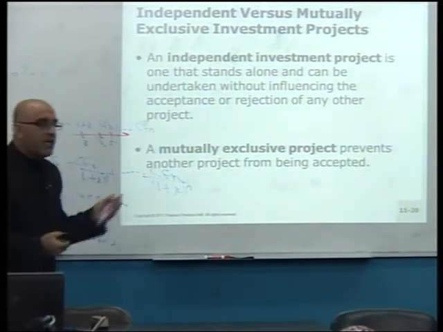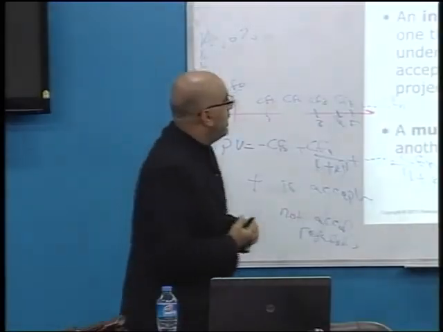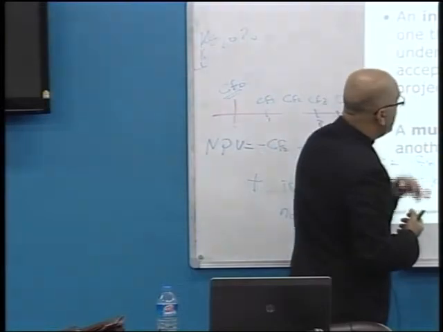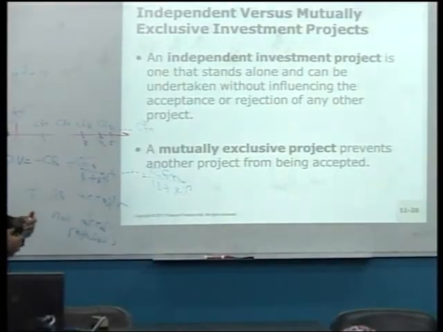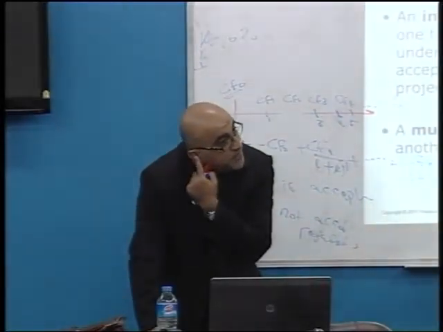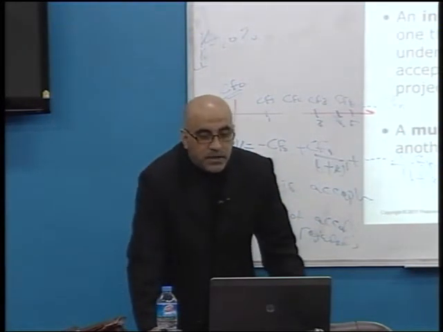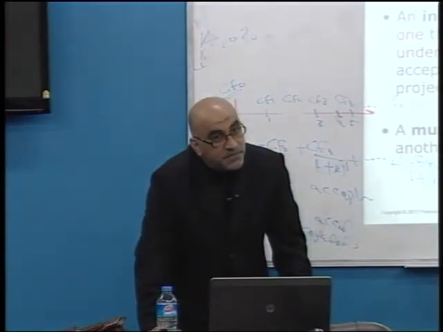So what is the solution? We can apply the equivalent annual cost. Net present value is fine for independent investment projects. An independent investment project is one that stands alone and can be undertaken without influencing the acceptance or rejection of any other projects, so we can apply the net present value. A mutually exclusive project means some projects depend on each other, and accepting one prevents another project from being accepted.